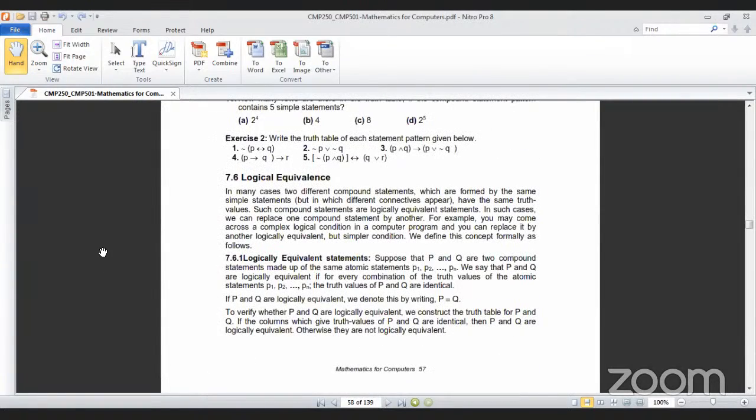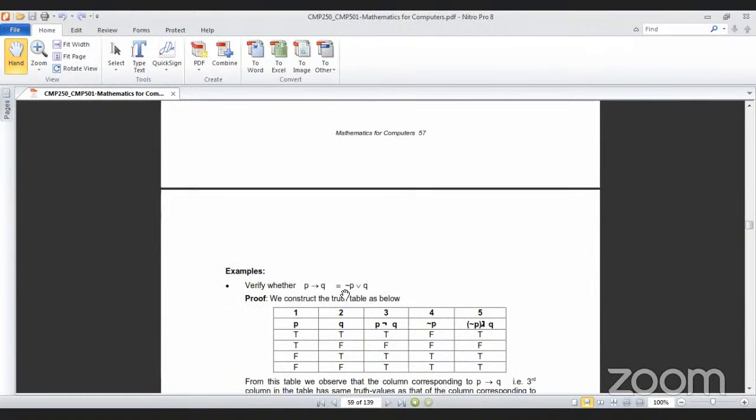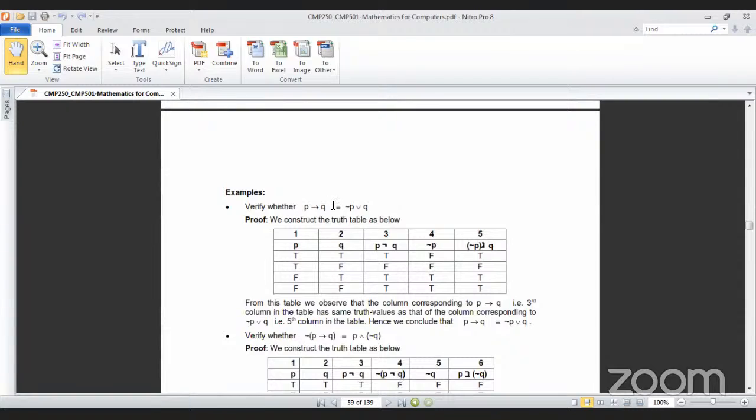Now, logical equivalence. When do I say P and Q are logically equivalent? When P implies Q can also be written in which form? That means both of the values of P implies Q and negation P or Q, both the rows or the values should be the same. Let's take this example. We need to prove it. So we have taken P implies Q here and negation P or Q over here.